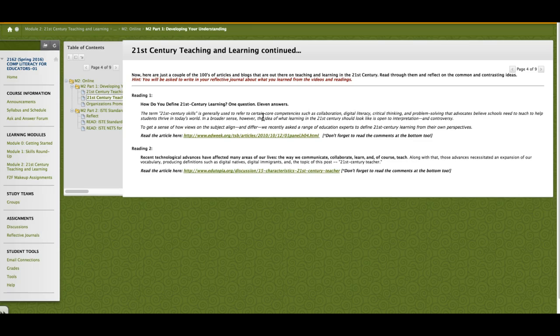And the second one is from a teacher's perspective about the way she thinks about how things have changed in her classroom and why she's doing the different things that she is. Don't forget to read the comments at the bottom too. Those are always interesting because they give you yet another perspective based on what you read in the article.